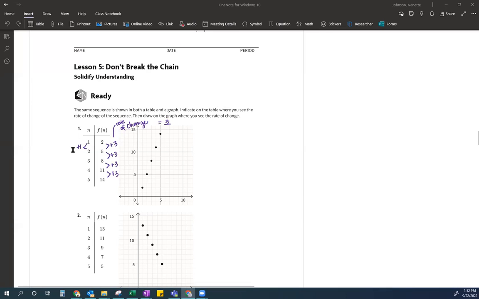Rise over run. Okay, the next thing it says, then draw on the graph where you see the rate of change. Okay, so you want me to draw on the graph? Yeah, where you see 3/1. Oh, okay. So I go up 3, right 1. And if I was to do it again, just for sake, it doesn't have to be the same points that I use. So +3 means up 3, +1 means right 1. That's where I see my slope. Okay. That's where I saw my slope.